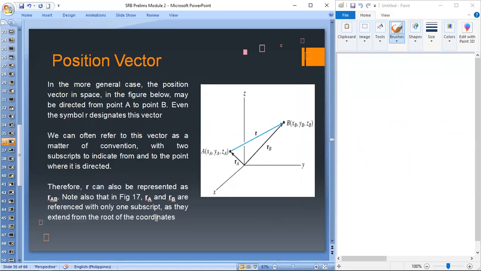So, in the position vector, in the more general case, the position vector in space in the figure below may be directed from point A to point B. Even the symbol r designates this vector. So, that's your vector. Okay?